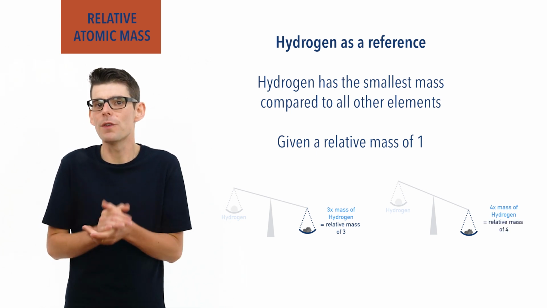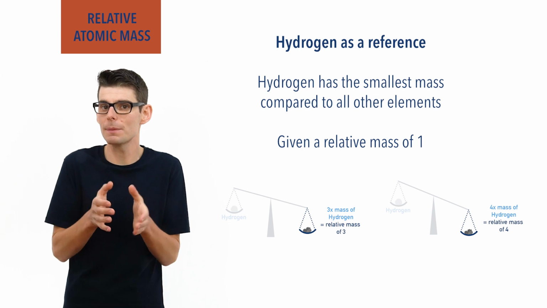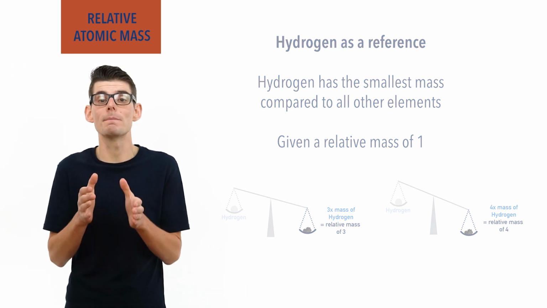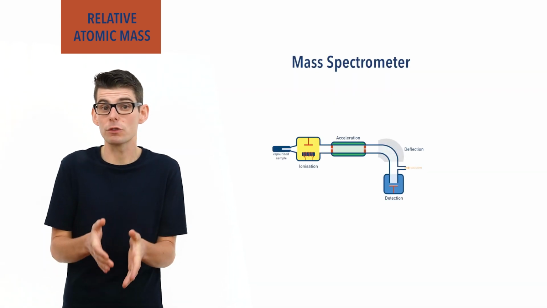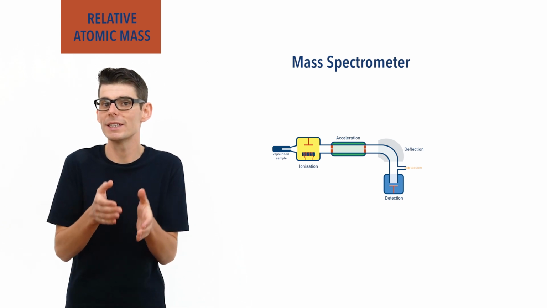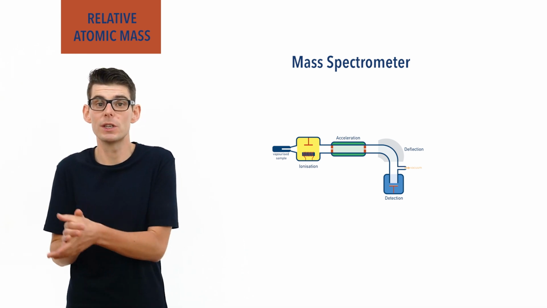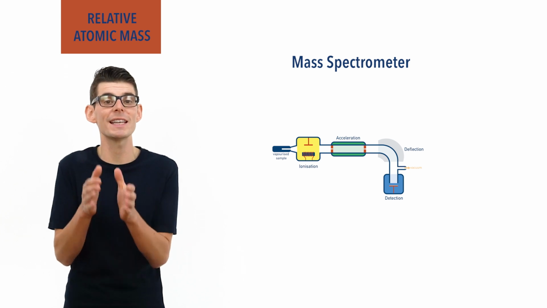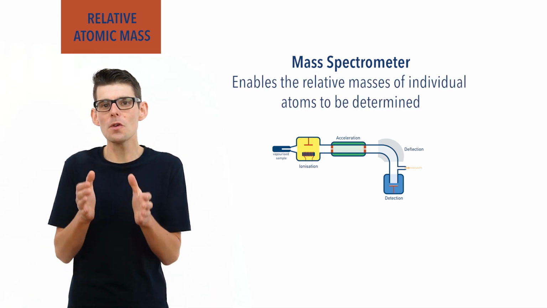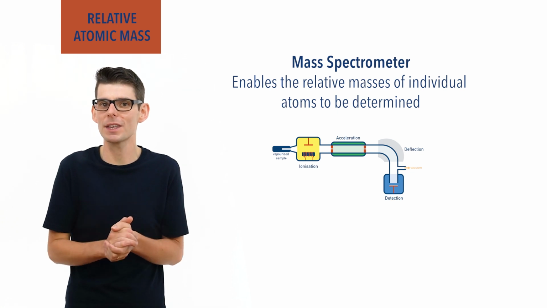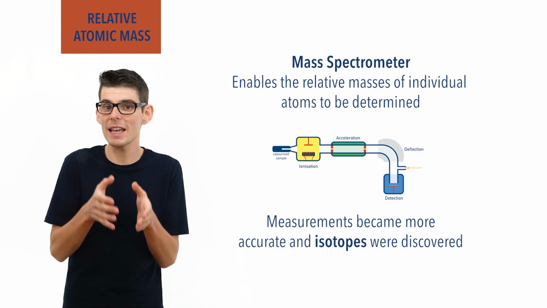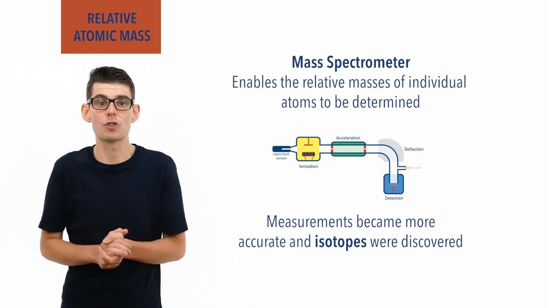Things got a bit more advanced when new instruments were developed in the early 20th century. In particular, something called the mass spectrometer. These instruments allowed, for the first time, atoms of different elements to be assigned accurate masses relative to each other. We could now study individual atoms. The only problem was all this equipment made everything much more accurate, and things called isotopes were discovered, and this meant a more stable standard was needed than hydrogen.